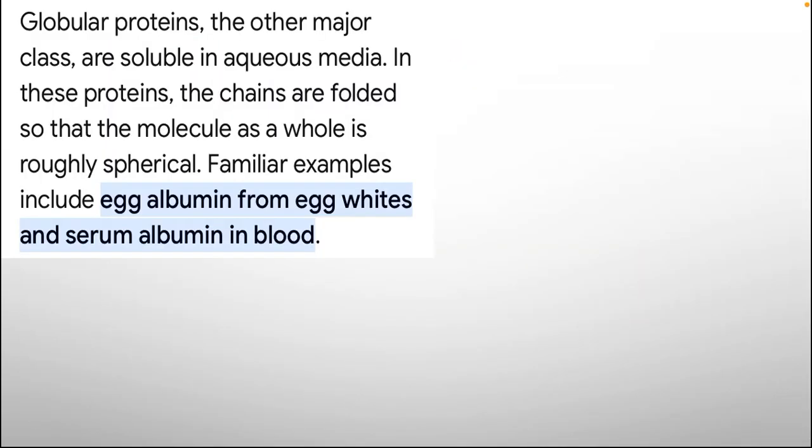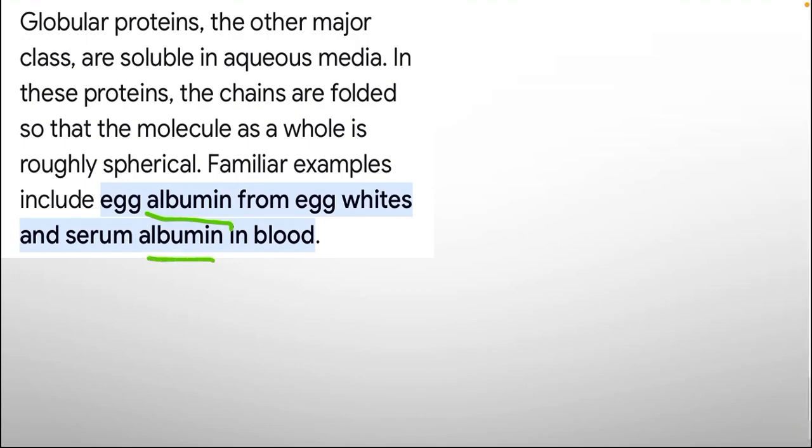Globular proteins, the other major class, are soluble in aqueous media. In these proteins, the chains are folded so that the molecule as a whole is roughly spherical. Familiar examples include egg albumin from egg whites and serum albumin in blood. So albumin is actually a soluble protein.